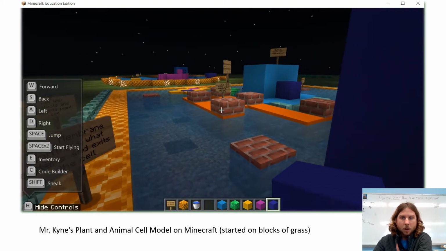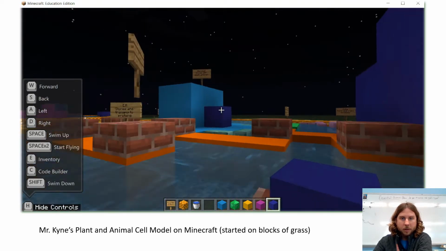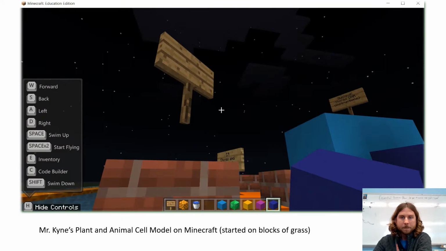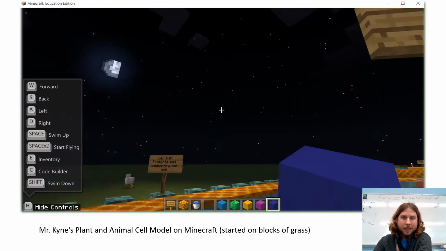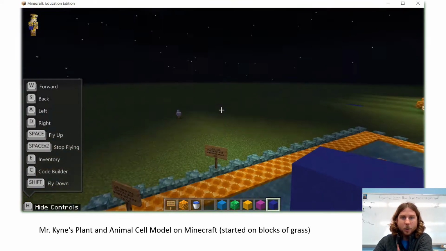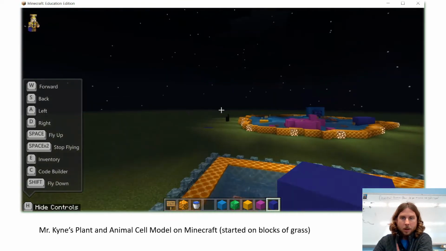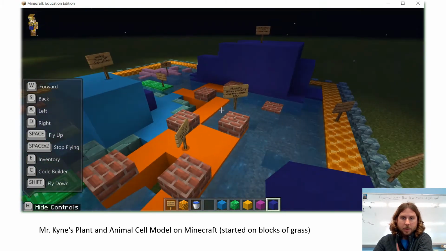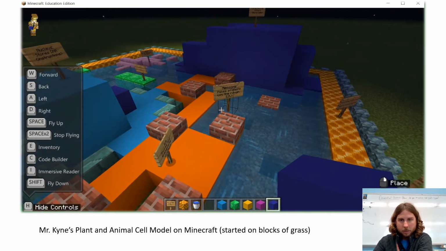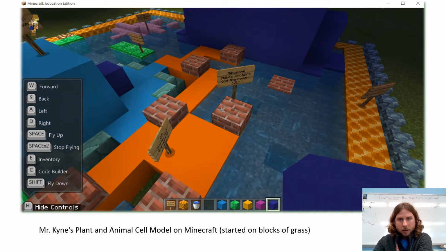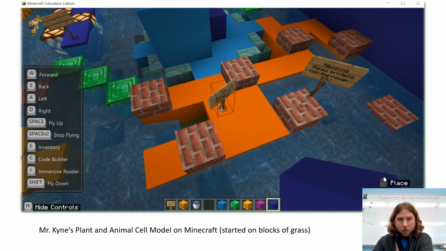All right, so we have a large central vacuole there. We have our cell membrane. Move around. We see all of that liquid inside flowing around. That'd be the cytoplasm. And let me go ahead. I'm not an expert at navigating on Minecraft. All right, so we have our ribosomes.